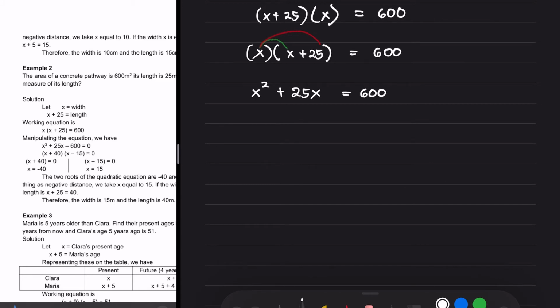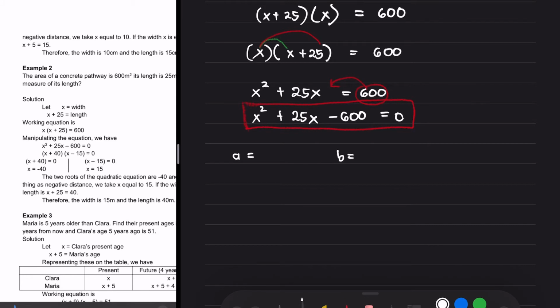Here, transpose lang natin yung 600 dito sa left side. Magiging negative siya. So, we have x squared plus 25x minus 600 equals 0. Eto na yung equation natin. Ngayon, we need to find the values of A, B, at saka C. And what are the values of A, B, and C? A natin is 1, B is 25, and C is negative 600.